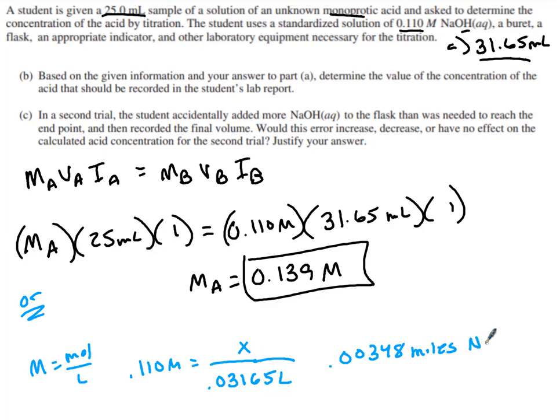That will give you the moles of NaOH used, which has to equal the moles of acid. So then we have our moles of acid, and we divide by our volume of acid used. Regardless, we'll get 0.139 molarity.